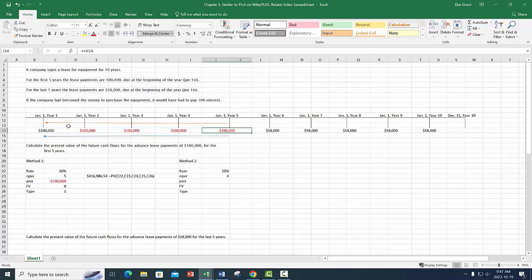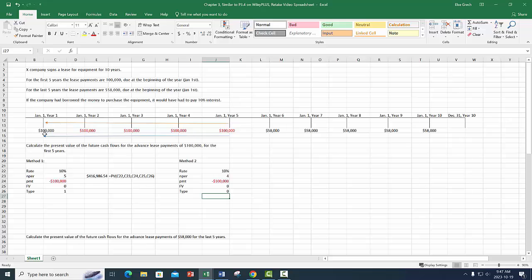So this is 4 periods: 1, 2, 3, 4. The payment is still going to be that $100,000. The future value is still going to be 0, but now my type is going to be 0, because I'm ignoring my first payment since it's not present valued.